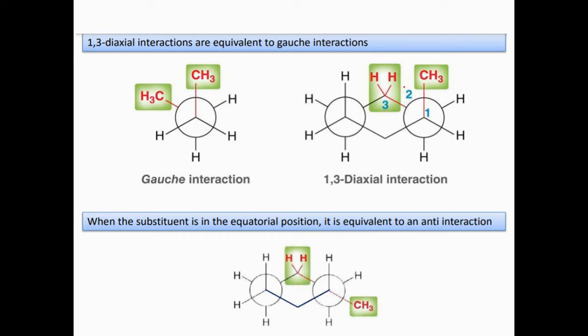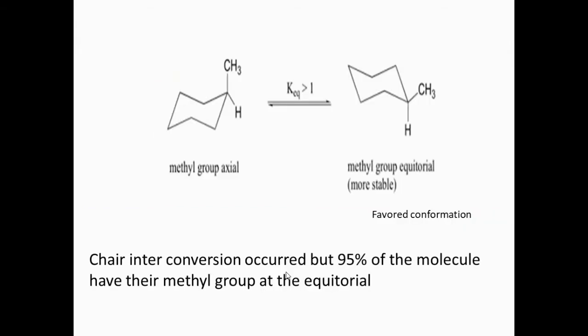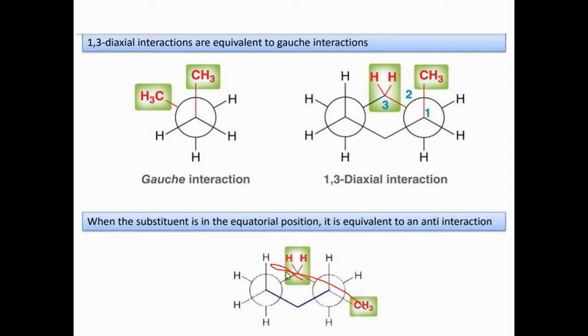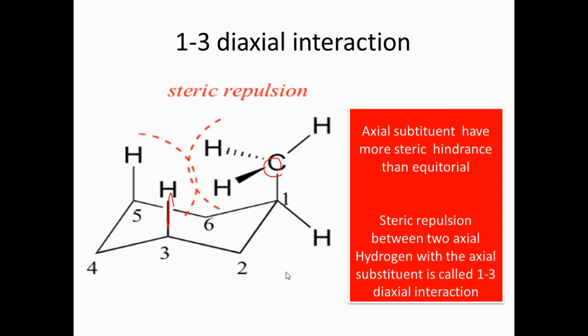Here, in this figure, this is the Newman projection analysis of the mono-substituted cyclohexane. If the methyl group is axial, there will be a gauche interaction. Whereas when the substituent is at the equatorial position, the methyl group is far away from the axial hydrogen atoms, so this is an anti interaction. In effect, the equatorial position is the preferred position for monosubstituents. Due to the 1,3-diaxial interactions, the axial substituent has more steric hindrance than equatorial.